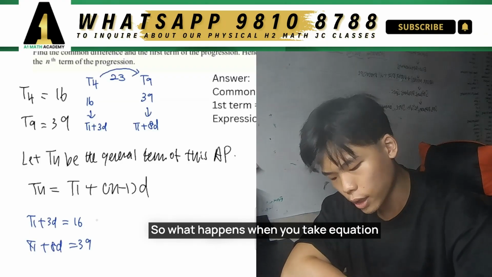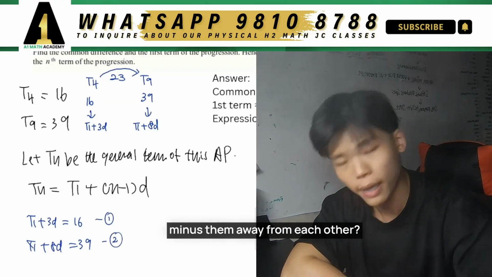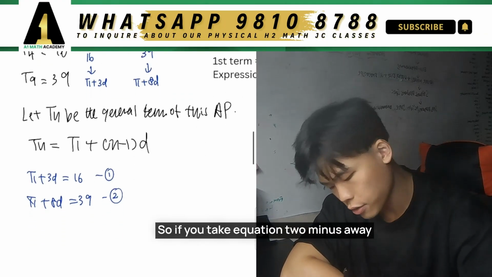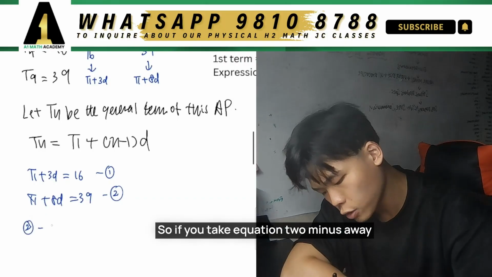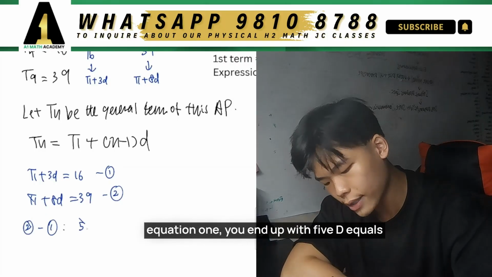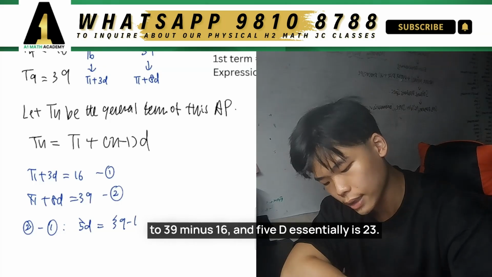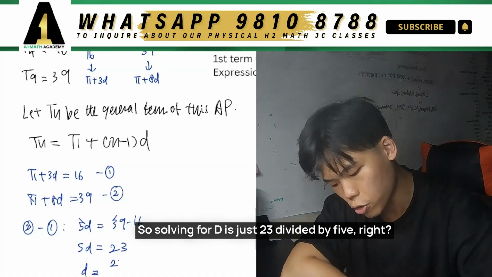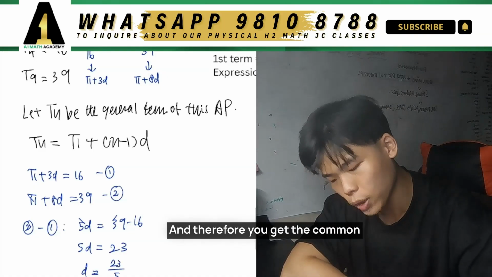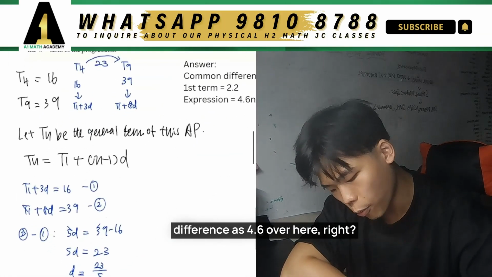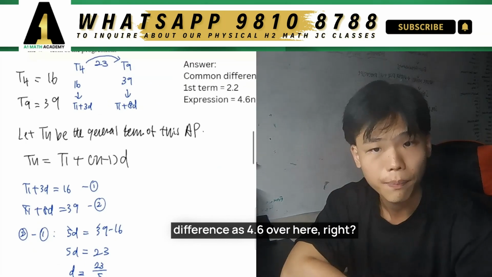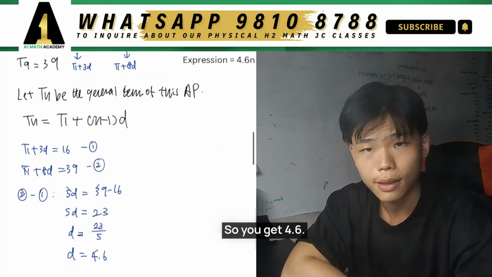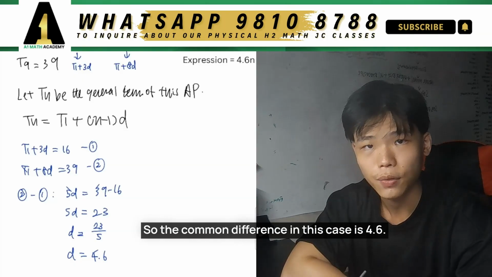So what happens when you take equation 1 and equation 2 and then you minus them away from each other, right? So if you take equation 2, minus away equation 1, you end up with 5D equals to 39 minus 16. And 5D essentially is 23. So solving for D is just 23 divided by 5, right? And therefore you get the common difference as 4.6 over here, right? So you get 4.6. So the common difference in this case is 4.6.